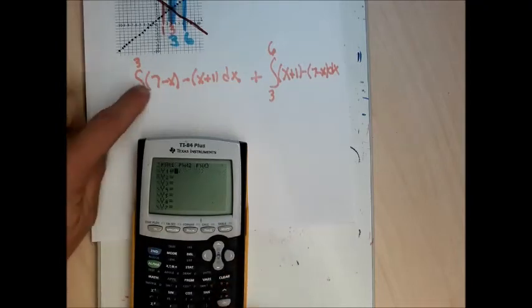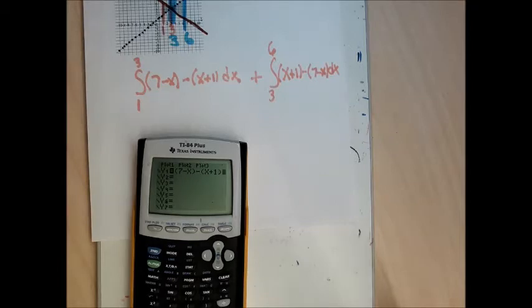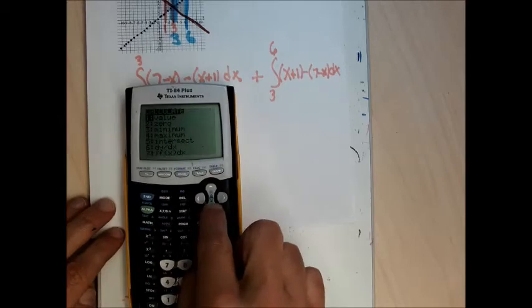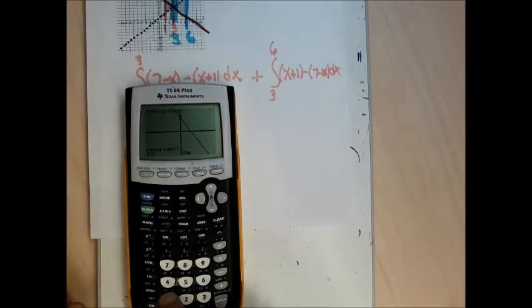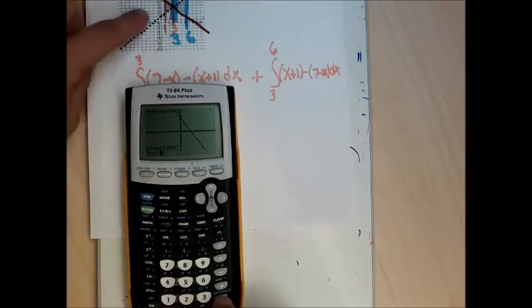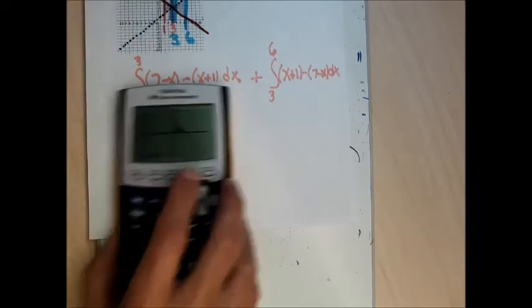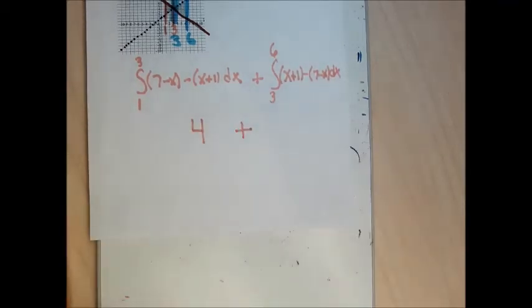First one, I'm going to enter parentheses 7 minus x parentheses minus parentheses x plus 1. And I'm just going to go straight to integrating. I'm going to go second, calc, go down to option 7. It kind of messes up the graph when you subtract, but it's okay. Lower limit 1, upper limit 3. The first region, that triangle there, has an area of 4. Done with the first region.